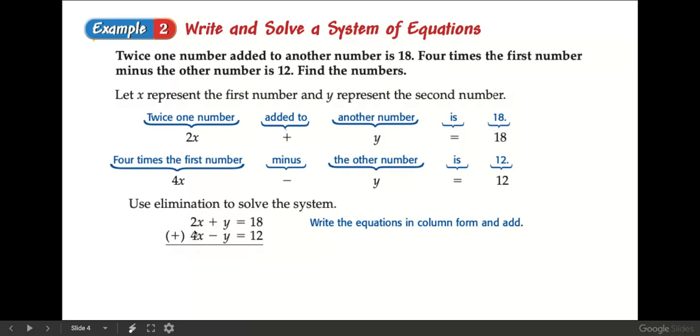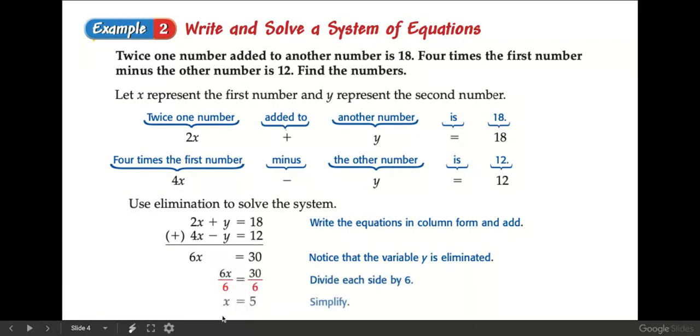If I look at the x variable and the y variable, I can see which one's probably going to eliminate. It looks like the y variable will eliminate. These terms will eliminate because I have positive y plus negative y, right? So when I add them, 2x plus 4x is 6x. Positive 1y plus negative 1y is 0. And 18 plus 12 is 30. So make sure that you pay attention to your signs there. So 6x equals 30, divide both sides by 6, and I get x equals 5.